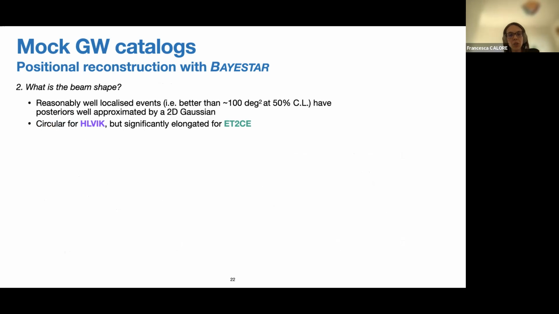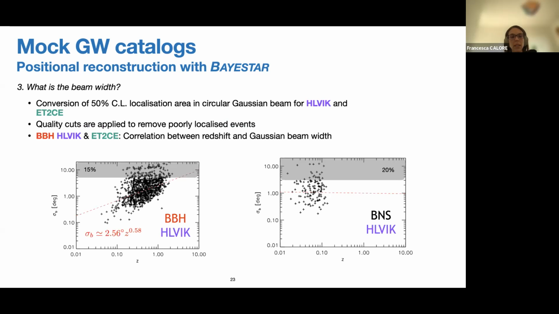And as I said, for the cross correlation, we need to know what is the beam shape through which enter in the cross correlation error calculation through this W factor. And so we went and looked at localized events that are reasonably well determined, and try to see if a 2D Gaussian approximation can be good. And we find that for the HL-VIK, this is a good approximation, while for the ET2CE, it will have more elongated localization errors, which won't really affect too much the final results, but can be fully included in the formalism.